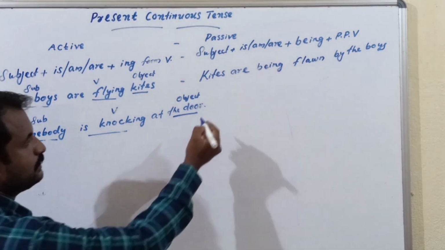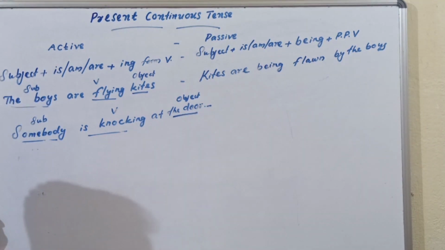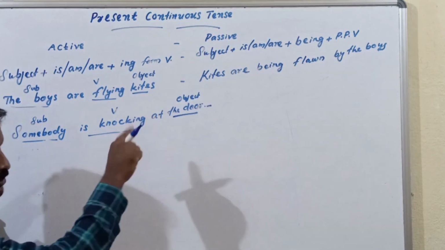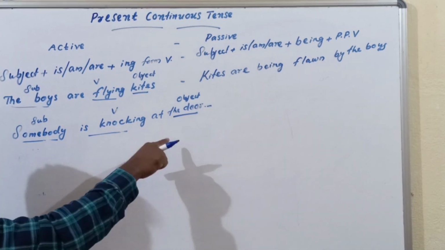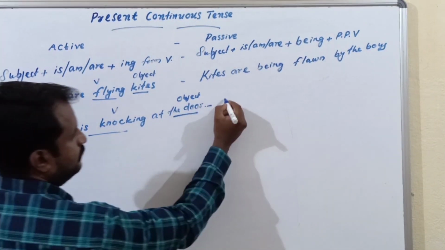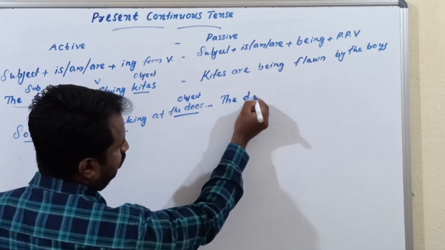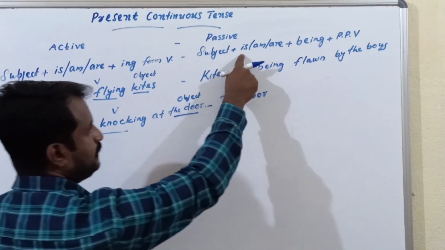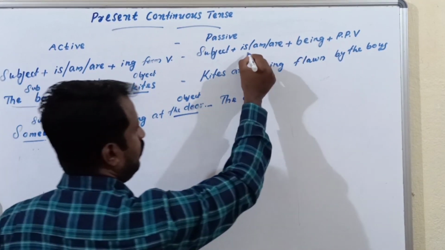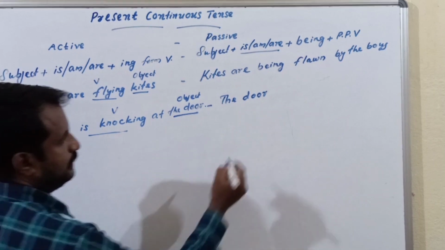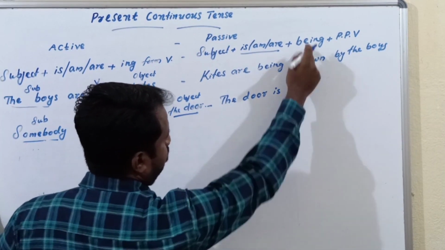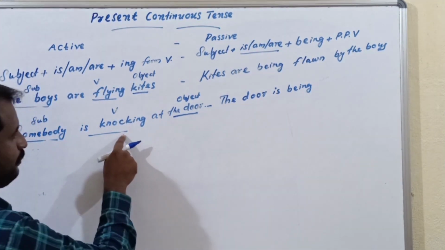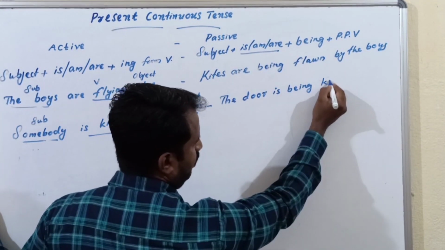What happened? Okay. So let us see what is the passive form. Passive form means subject plus, subject means object of active. What is the object of active? The door. The door is singular here, right? So which is suitable for the door? The door is being, the past participle form of knocking, knocked.